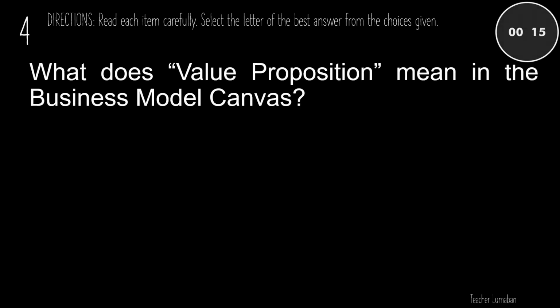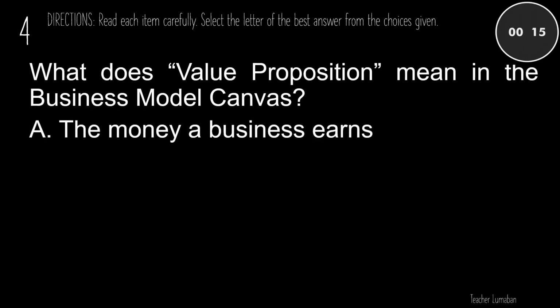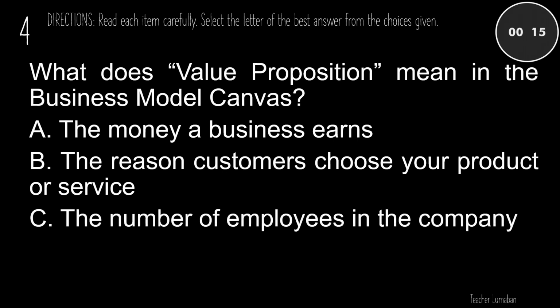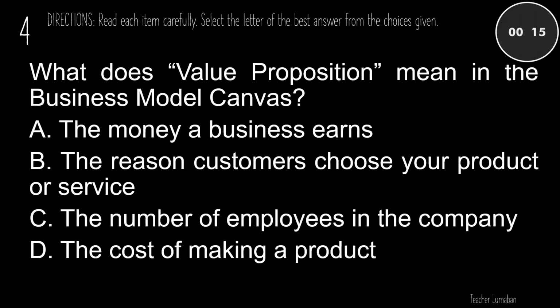What does value proposition mean in the business model canvas? A. The money a business earns. B. The reason customers choose your product or service. C. The number of employees in the company. D. The cost of making a product.